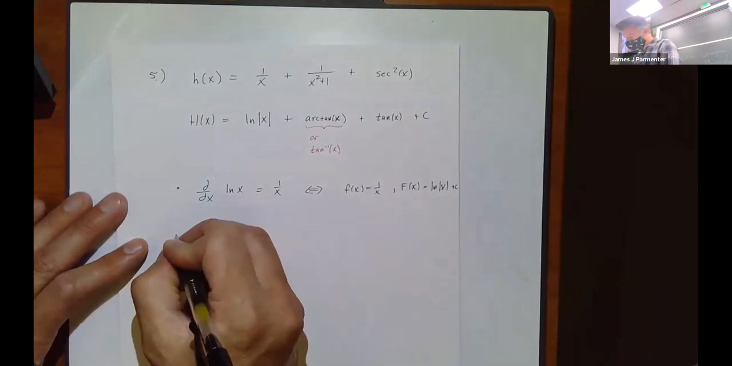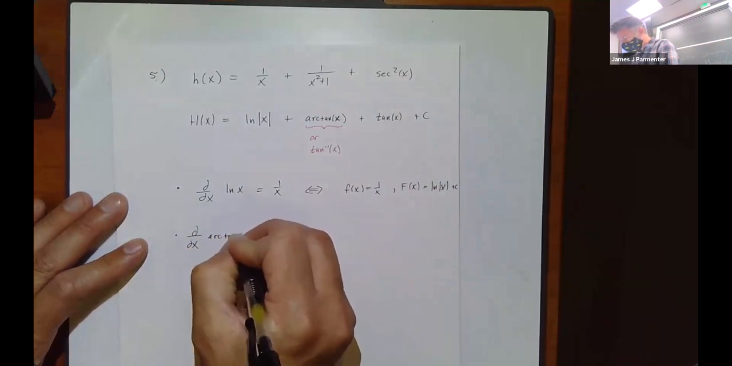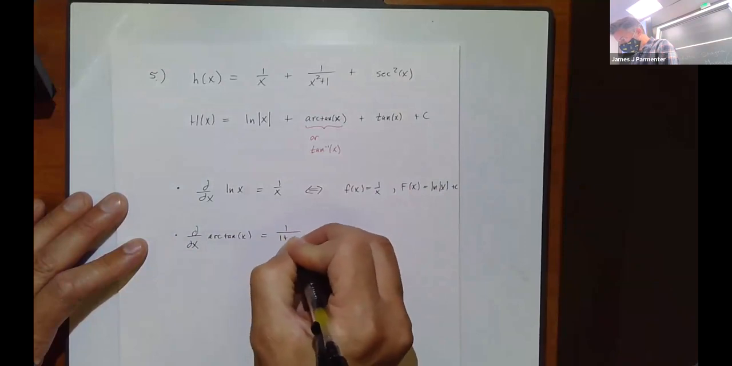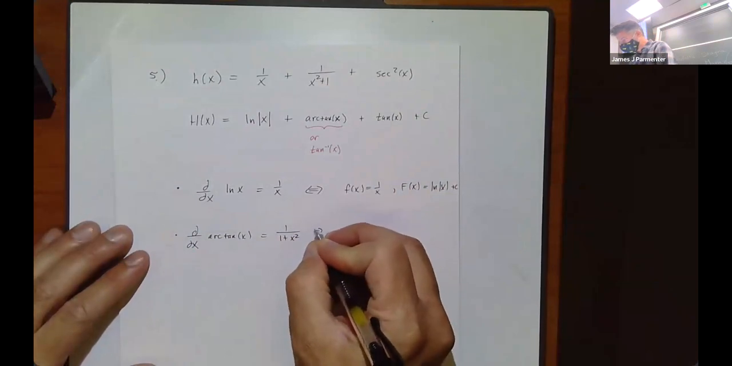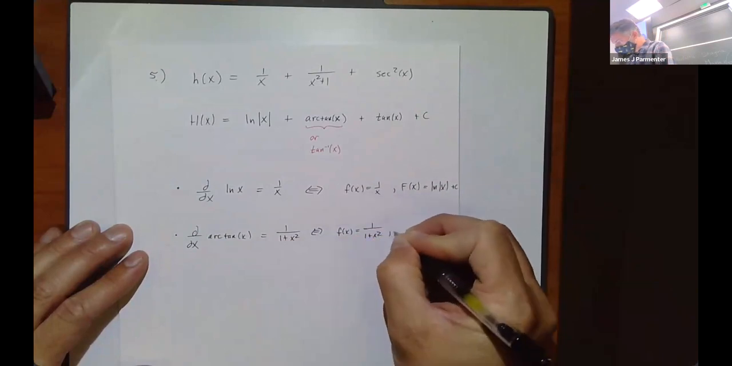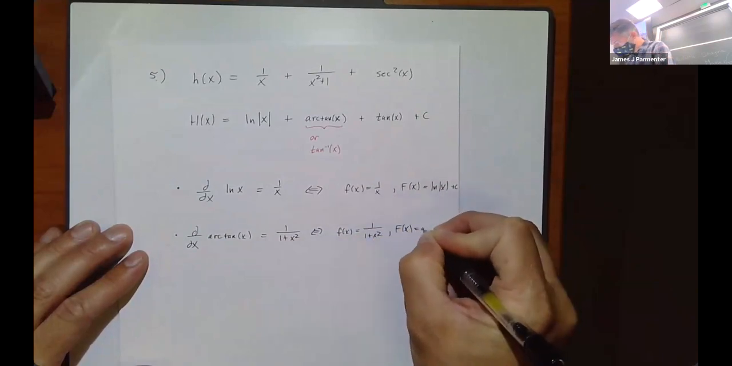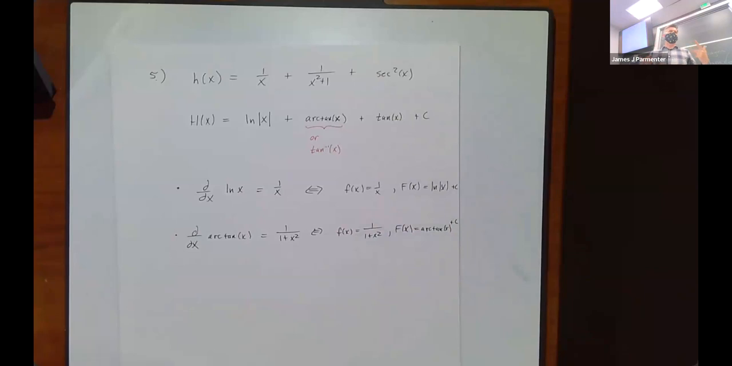And similarly here, the derivative of arctangent of x is equal to 1 over 1 plus x squared, or 1 over x squared plus 1. Either way you want to write it, I go back and forth. That corresponds to if your function was 1 over 1 plus x squared, then your antiderivative is the arctangent of x plus c. Or inverse tangent. I prefer to write arctangent. I feel like it's less confusing. People see inverse tangent, and sometimes they think 1 over tangent, which is not the same thing. 1 over tangent is cotangent. It's very different than arctangent.